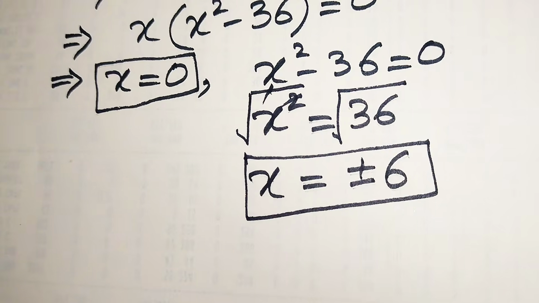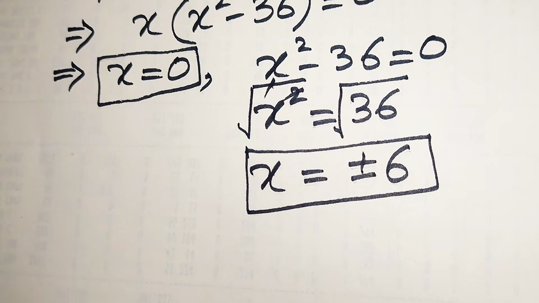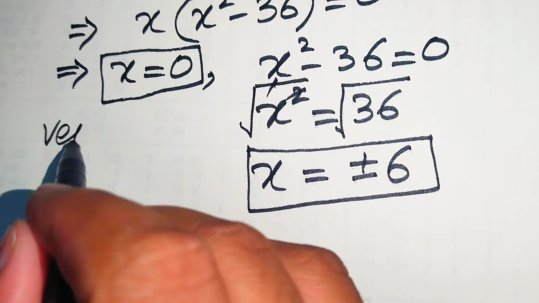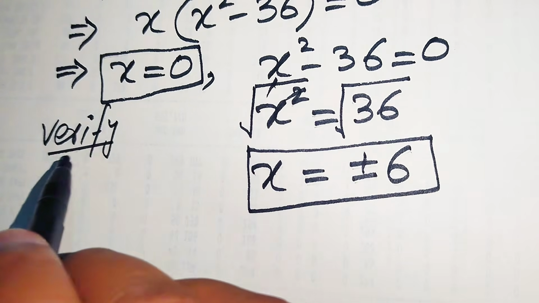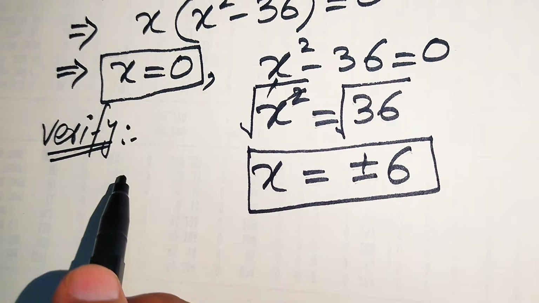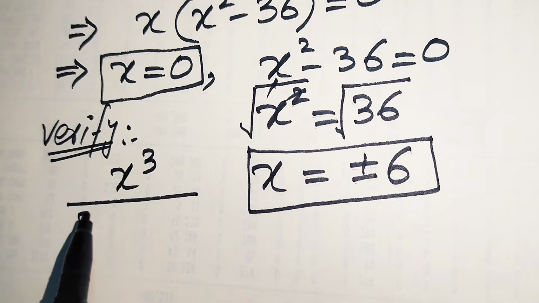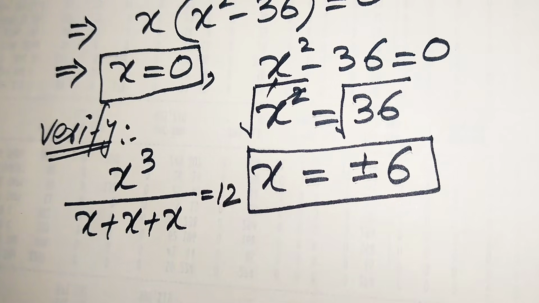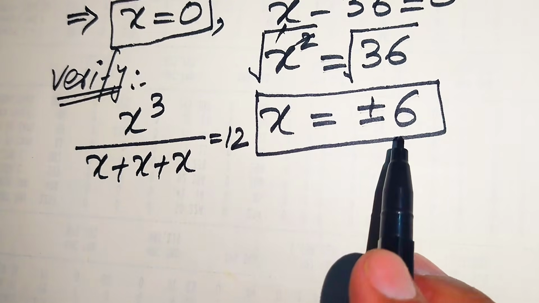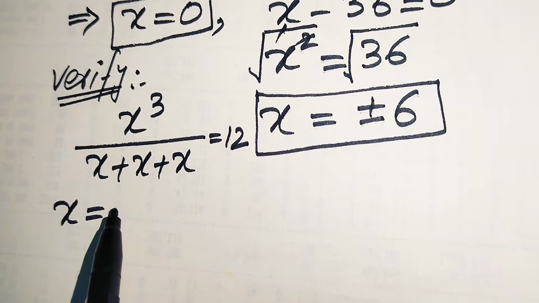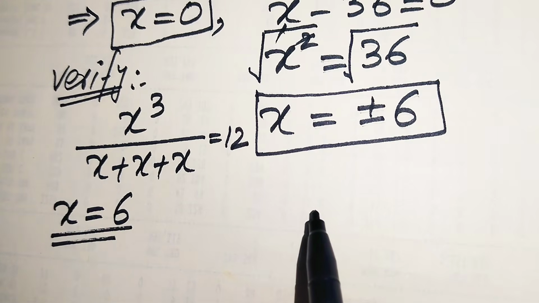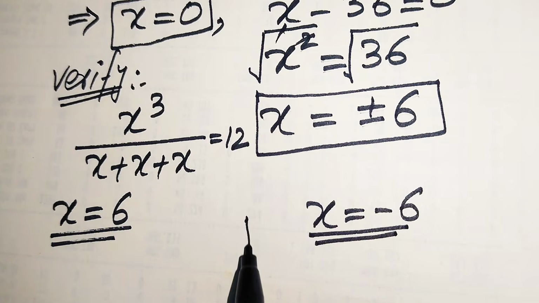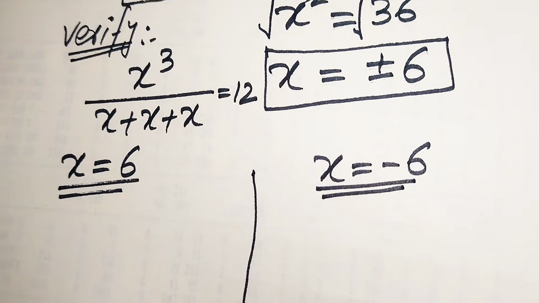In the next step we need to verify whether these roots are solutions or extraneous roots. For verification of these roots we need to copy down the given question statement, which is x cubed divided by x plus x equals 12. First we verify plus minus 6: we substitute x equals plus 6, and for the second value we verify x equals minus 6. So we will verify these two roots of the given equation.